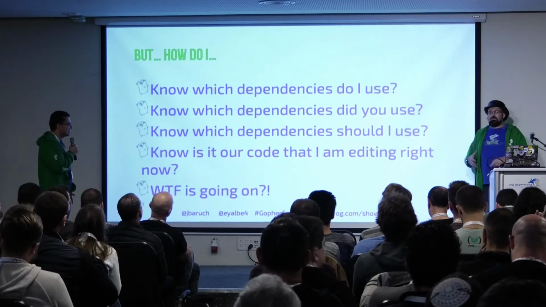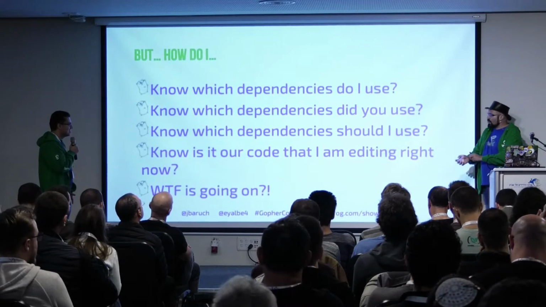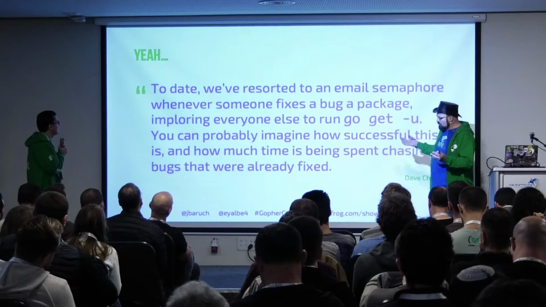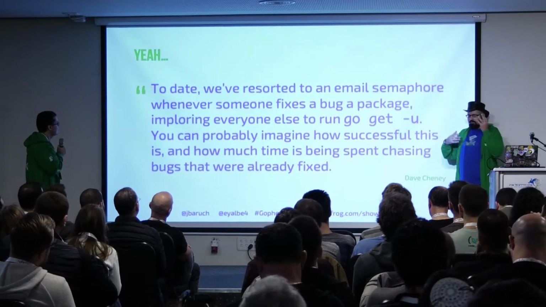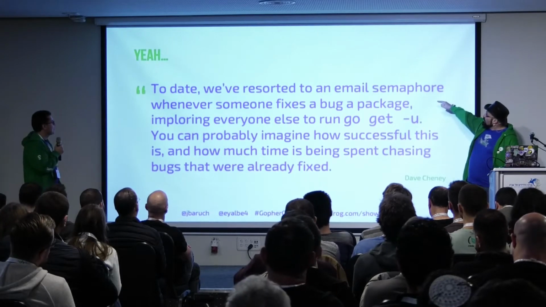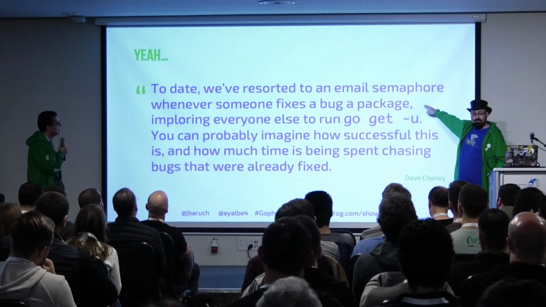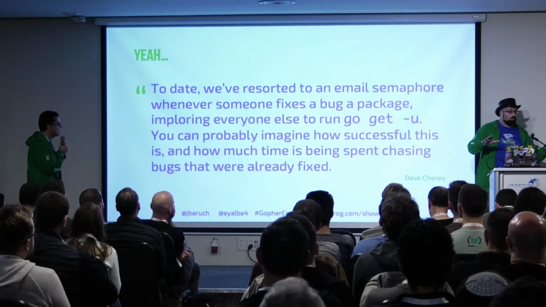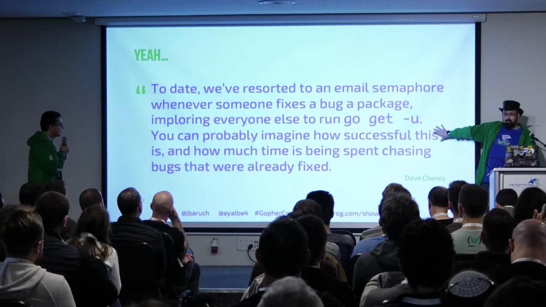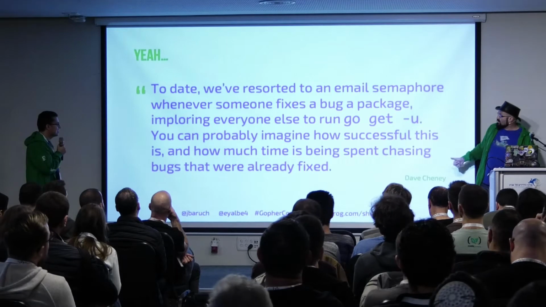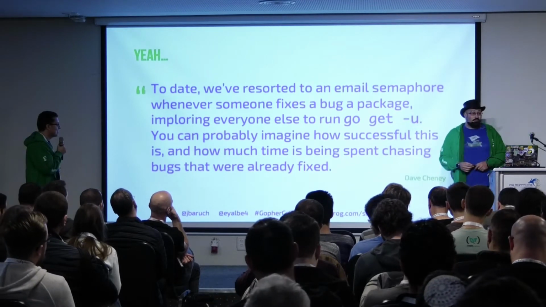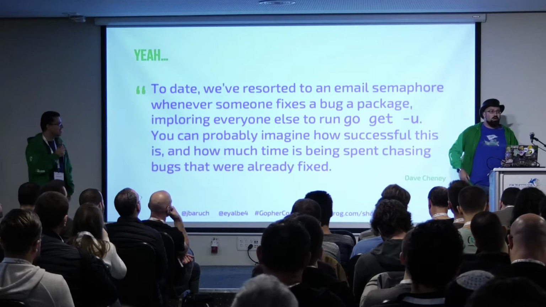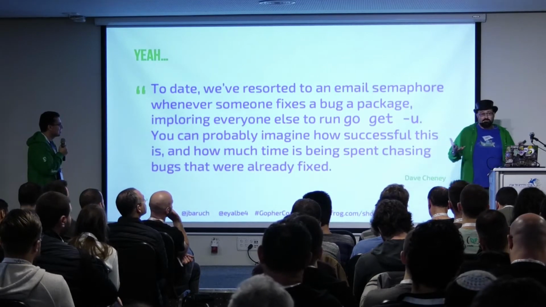And you know what? Obviously, those questions have been around for a while, and we are not the only ones who asked them. They've been asked of the core team of Go as well, and not only by us. So here's an example of Dave Cheney. He's kind of known in the community, and he actually said that they resorted to an email semaphore to decide what to use. Right? They sent emails like, okay, do go get -u. No, don't do get -u because you will get something else. This is really horrible. And of course, imagine how much time is spent chasing bugs that have already been fixed. And those questions were asked of the Go core team, and the answers they gave are kind of strange. Very honest, but probably not so good.